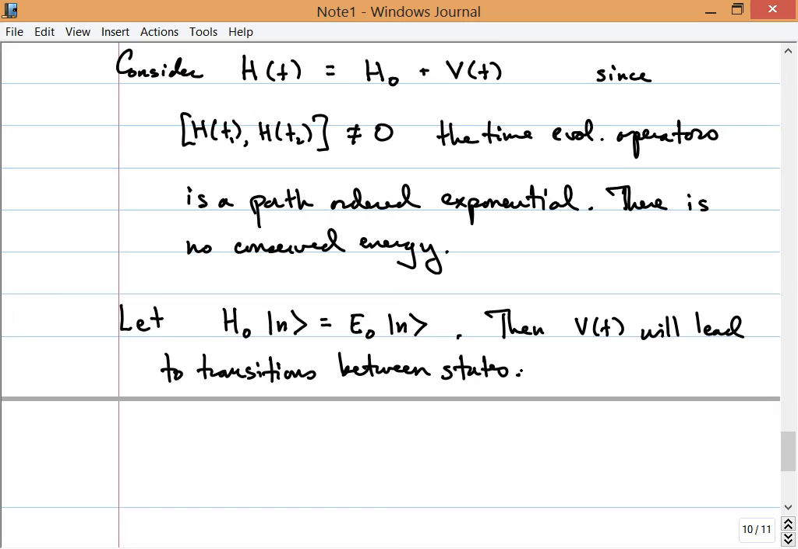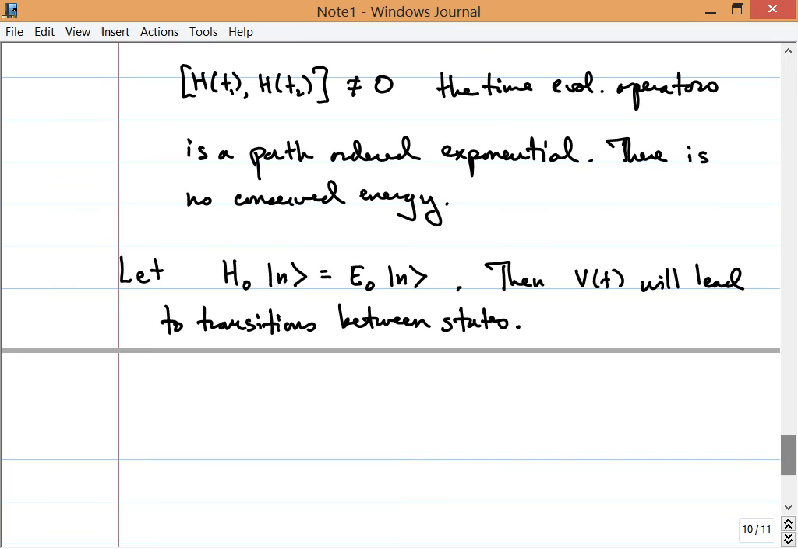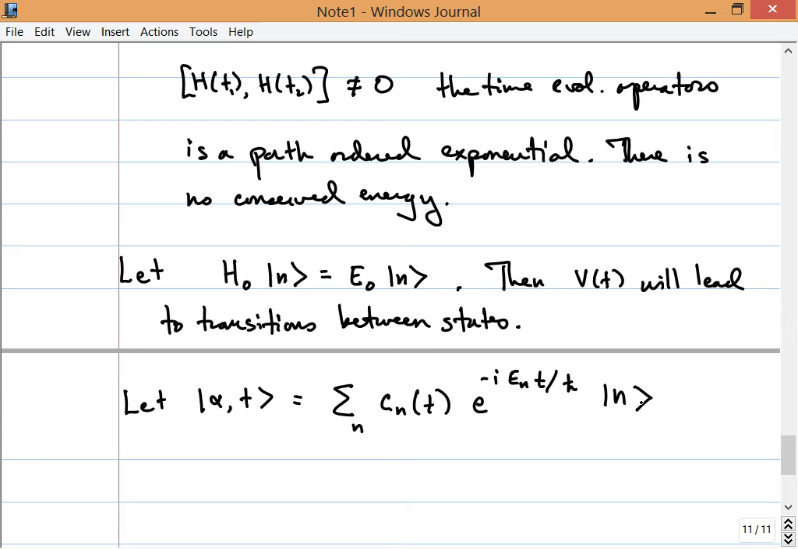And it is precisely those transitions that we are interested in studying. So let's consider the state at some general time t. I'll call the state alpha. Then, of course, one can expand it in this basis of eigenstates of the time-independent piece of the Hamiltonian, n. I'll just expand alpha in that basis and call the coefficients in that expansion c sub n.